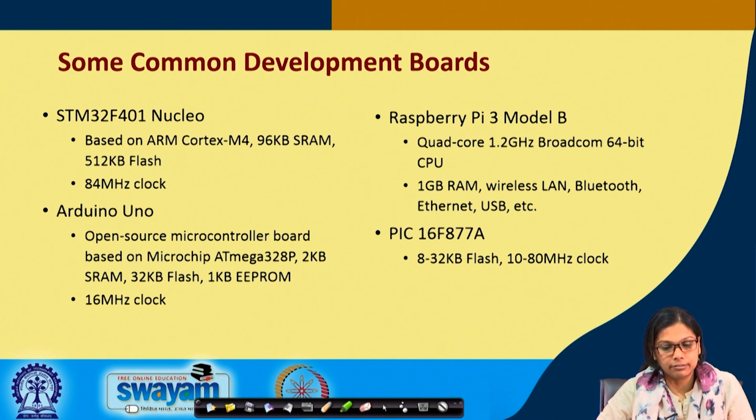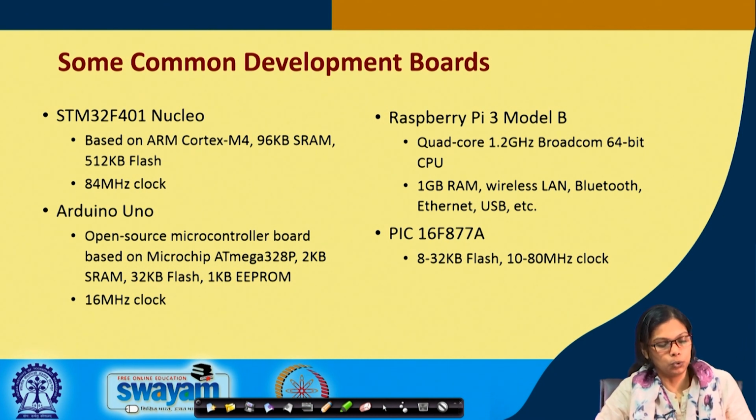These are some common development boards. The one we will be using is the STM32F401 Nucleo board. It is based on ARM Cortex M4 and it has got 96 KB of SRAM. These are some of the features of the STM32F401 Nucleo board, and it has got 512 KB of flash memory. What is the clock speed of this particular board? It is an 84 megahertz clock.